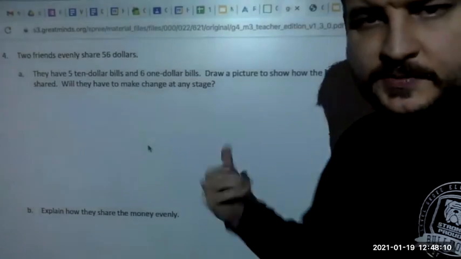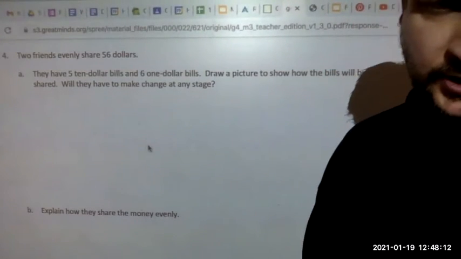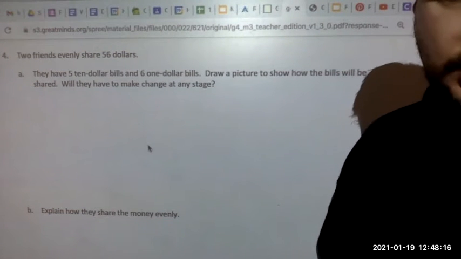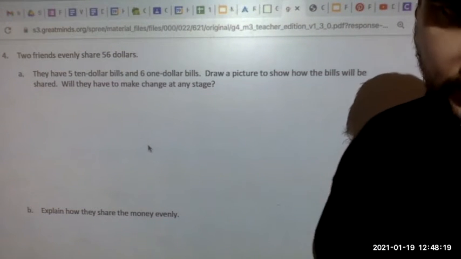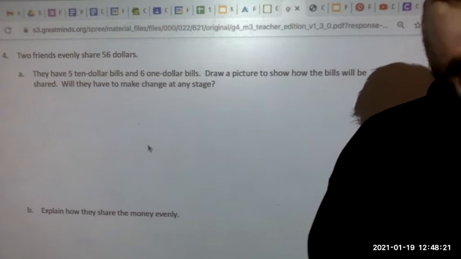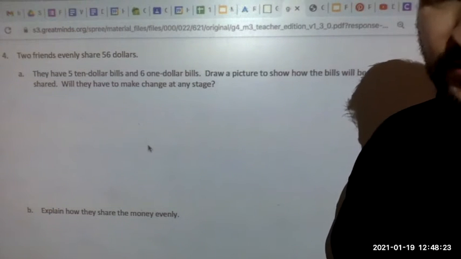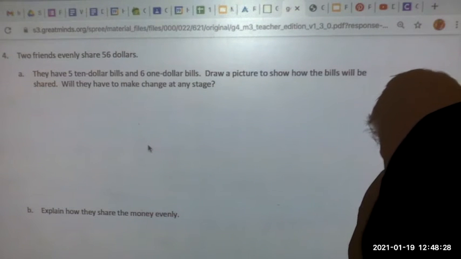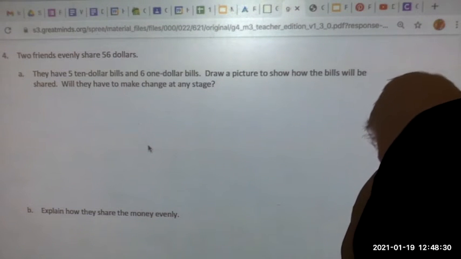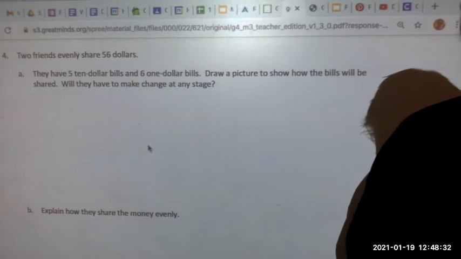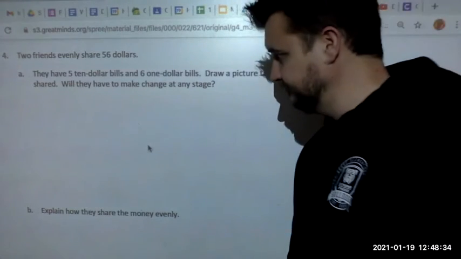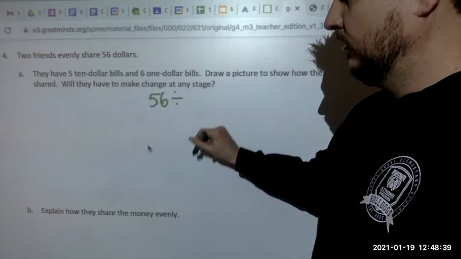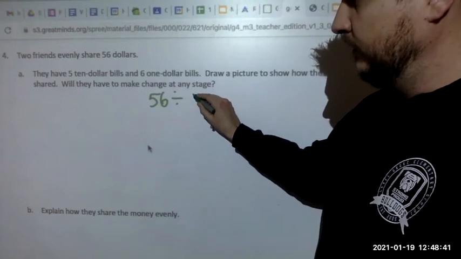All right, so I jumped down to question number 4. I want you to do number 3 on your own. It says 2 friends evenly shared $56. They have 5 $10 bills, 6 $1 bills. Draw a picture to show how the bills will be shared. Will they have to make change at any stage? So we have $56 divided by 2 friends.